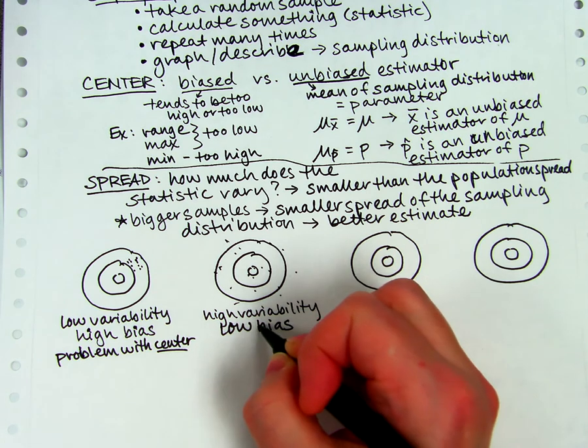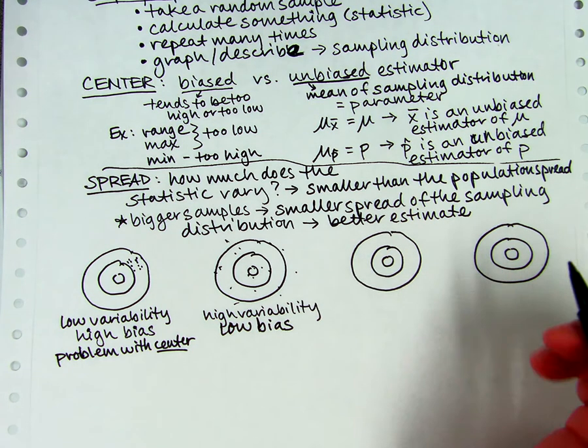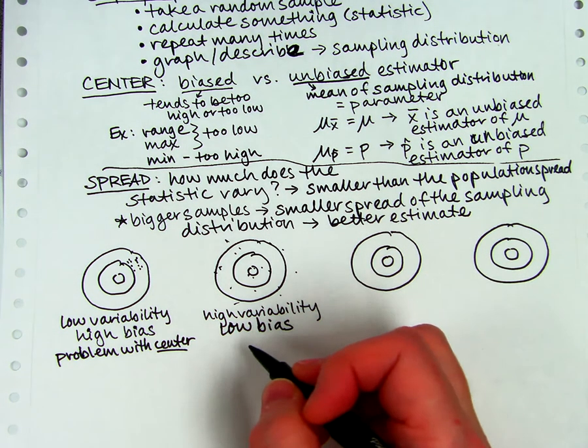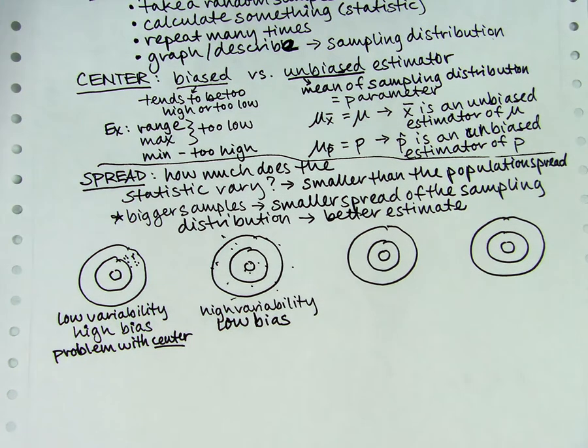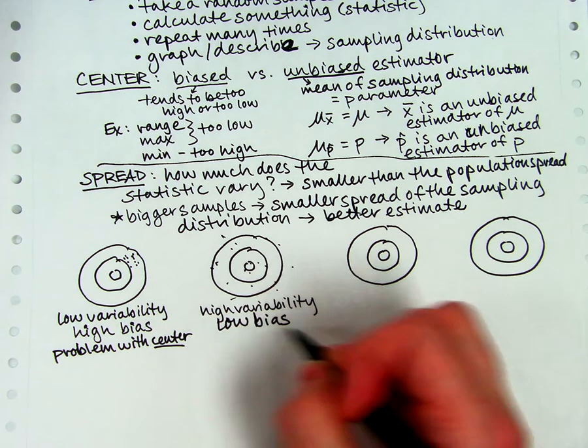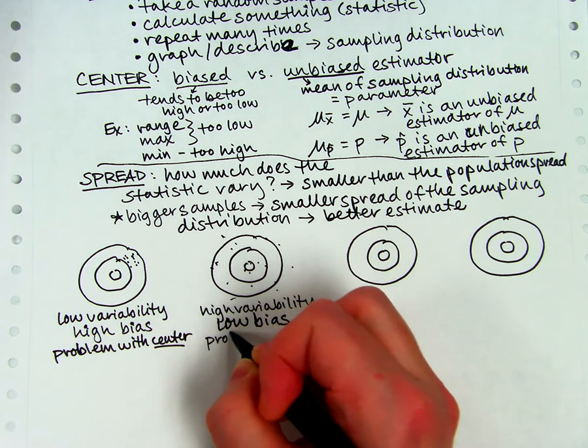They've got decent accuracy in that they are not tending to go one direction or the other, but they need to work on getting those shots closer together and more consistent. Consistency is probably what I should have said. So low bias with high variability means they have a problem with their spread, but not their center.